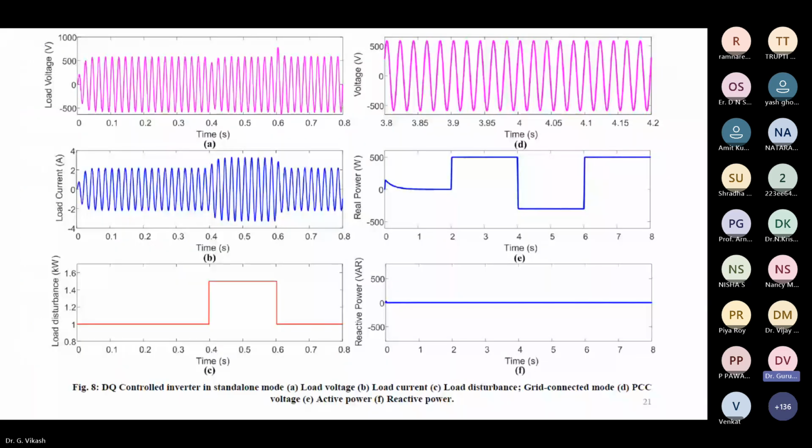See, in figure 8, this is a simple DQ controlled inverter in standalone mode. The ABC result shows the standalone mode. In standalone mode, at 0.4 seconds, the load is changed from 1 kilowatt to 1.5 kilowatt. Accordingly, the current changes at 0.4 seconds, and within 1 or 2 cycles the current reaches the steady state value. Similarly, you can see in the figure the voltage dip. And at 0.6, the load is suddenly reduced, so there again we can observe the voltage dip.